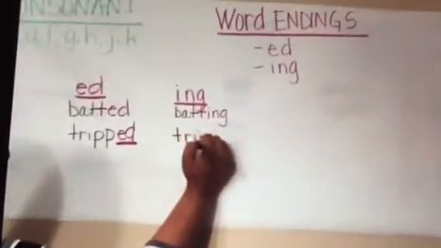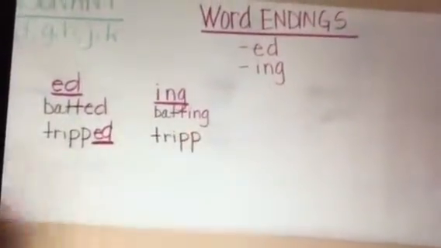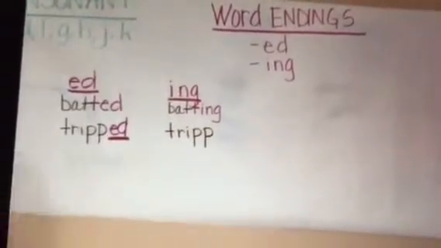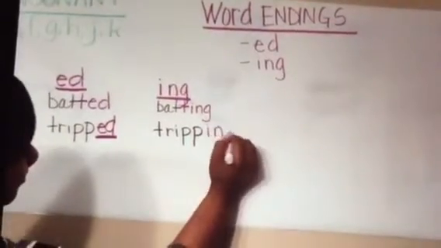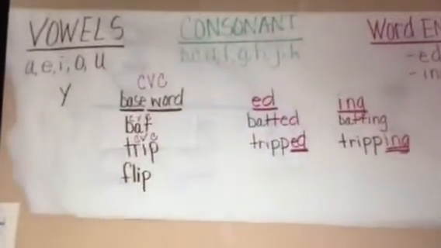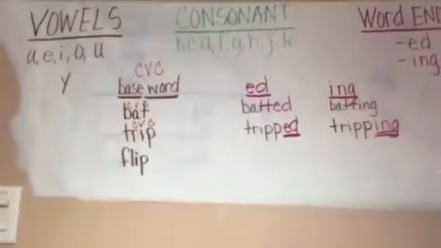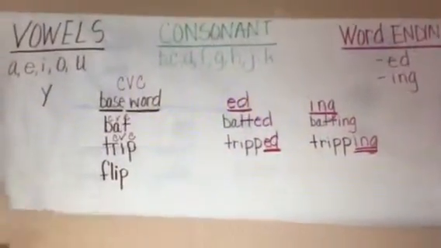Okay, let's try this base word again. Trip. We're going to double the consonant before we add the ending ing. Now we have the word tripping, which means that that's what's happening right now. Tripping.